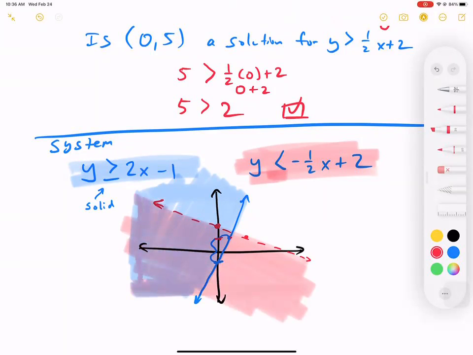Now, you'll notice that there is one region that's double marked. And this double marked region means all these points in this double marked region are going to be true for equation 1 and equation 2. And that's really today's goal. The goal is to figure out what region, what area is true for both these sections.